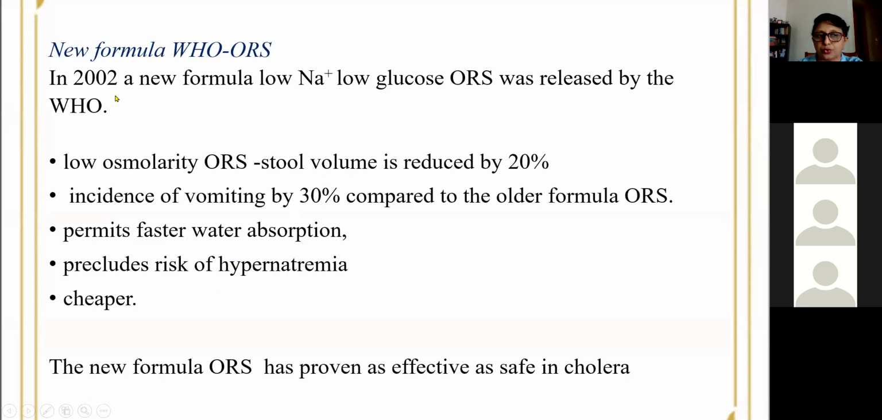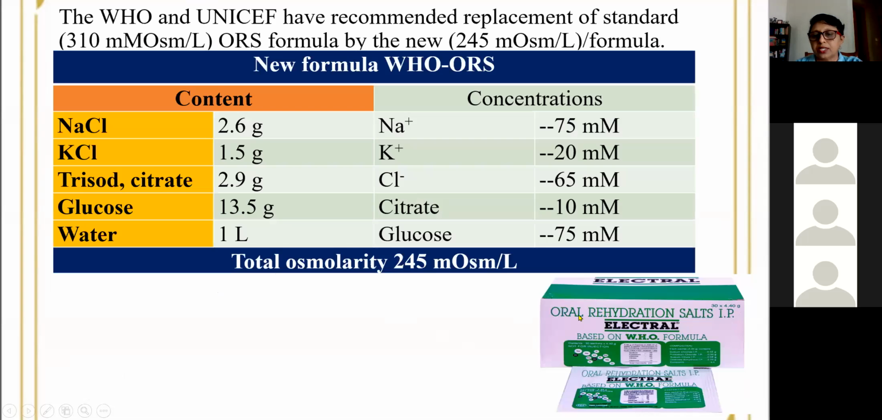So in 2002, WHO found out a new ORS packet, and it is safe in cholera also. So this is the packet. You would have seen the electrol oral rehydration salt. This is the low osmolarity WHO new ORS. Previously it was 310. Now this one is only 245 milliosmol per liter. It is low sodium and low glucose. So this is the latest osmolarity you have to remember: 245 milliosmol per liter. The older one was 310.